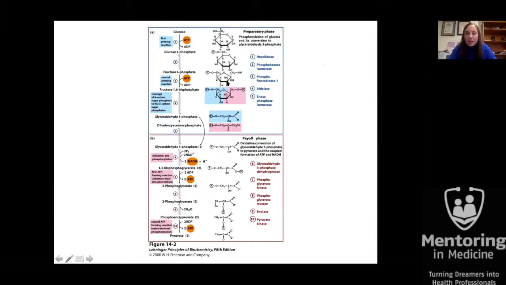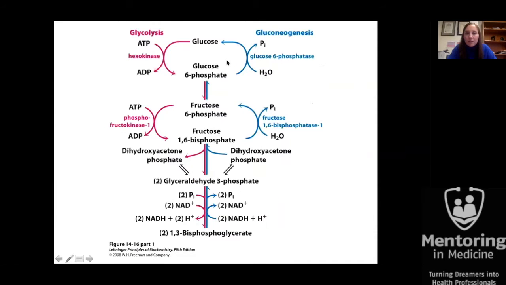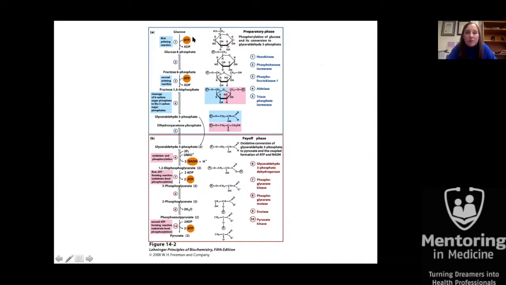Let's actually go back. Okay, sorry. I'm going to start with this one. So here, this first reaction definitely requires energy. It's catalyzed by hexokinase. One of the major regulation steps is this one here, which is catalyzed by PFK1, or phosphofructokinase 1, the enzyme named, by the way. So that's a huge regulation step. Another regulation step is pyruvate kinase, which is that last step in glycolysis.